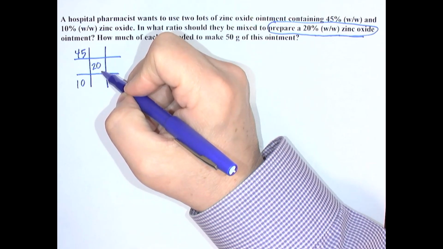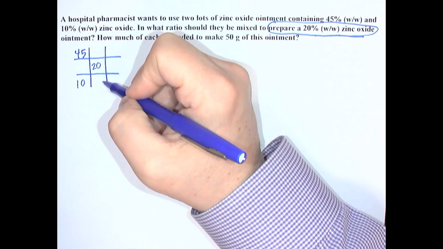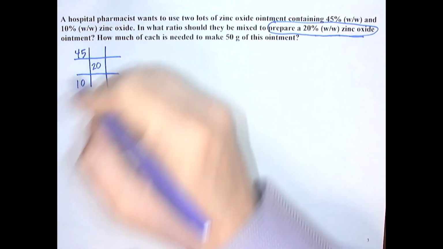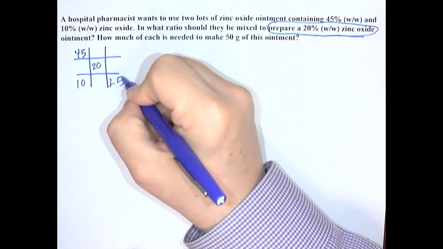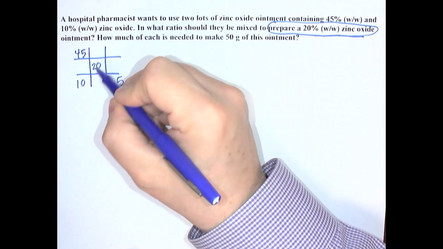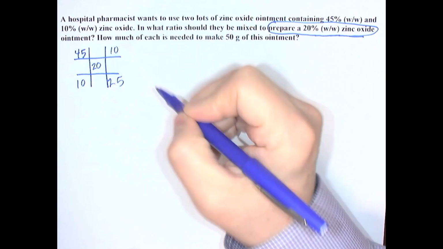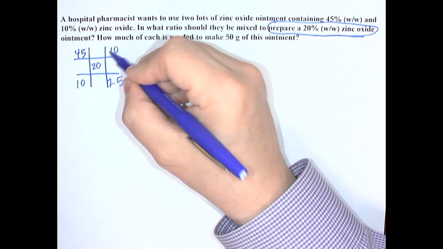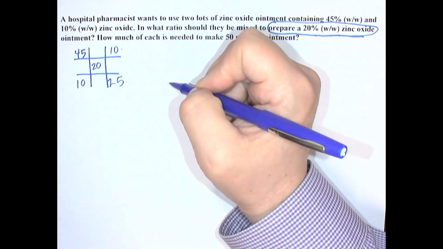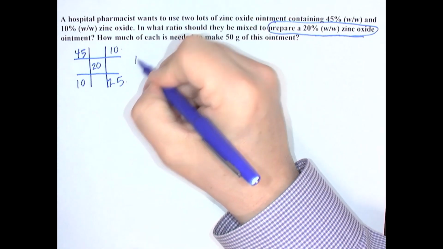20% concentration? So we'll do our subtraction diagonally. 45 minus 20, we get 25. 20 minus 10, that's 10. So the ratio is 10 to 25. If we want to write that down here, we can, 10 to 25.